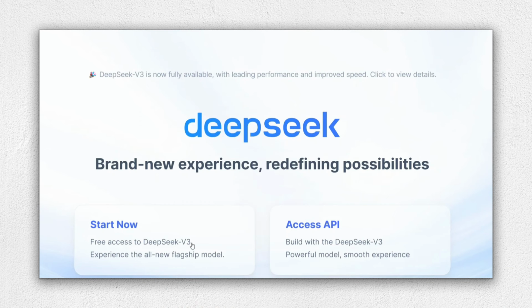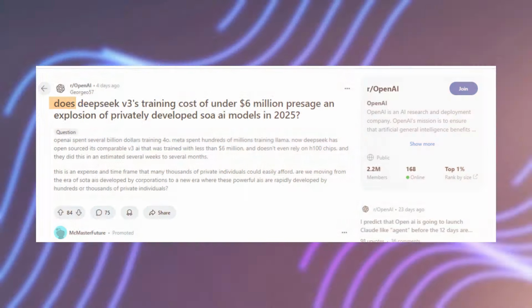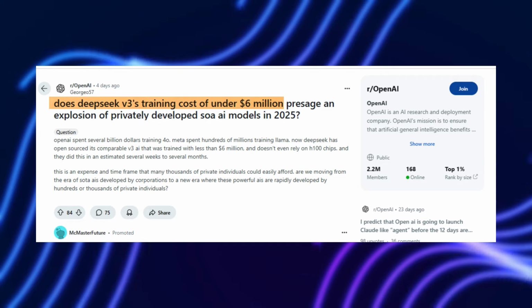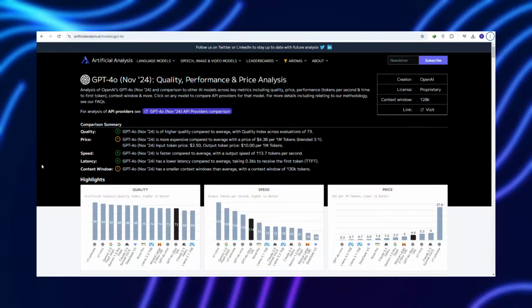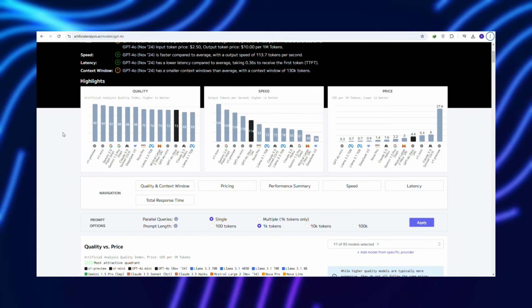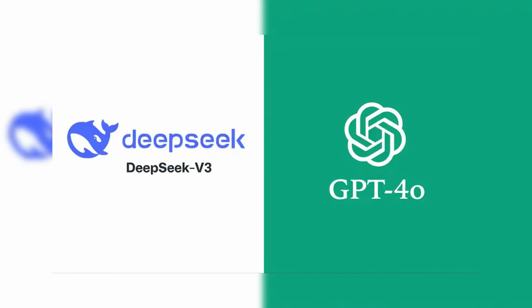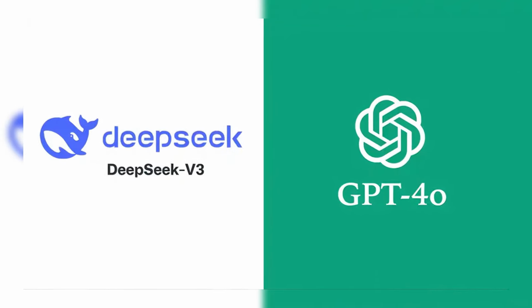What if I told you that one groundbreaking AI costs just a fraction of another to train, yet delivers comparable results? On one side, we have DeepSeek V3, an advanced AI model with a training cost of just $5.5 million. On the other, there's OpenAI's GPT-4o, which comes with a massive price tag of over $100 million. Despite the significant difference in cost, these two models are highly competitive in terms of performance.